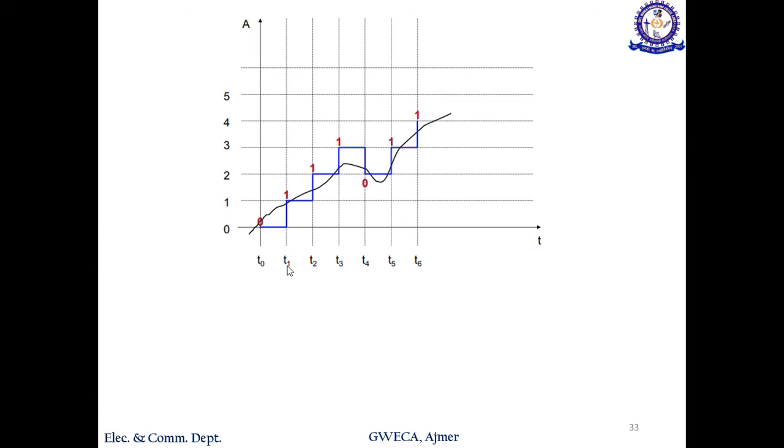So this is a simple example. This is your time axis, with time division T0, T1, T2, T3, T4, T5, and so on. And this is your waveform, your analog signal, which is segmented into 6 parts. This is the step size. For the rising, there is a one associated. Again rising, one associated. Again rising, one associated. Then decline, zero associated. Again decline, zero associated. Then rising, one associated.